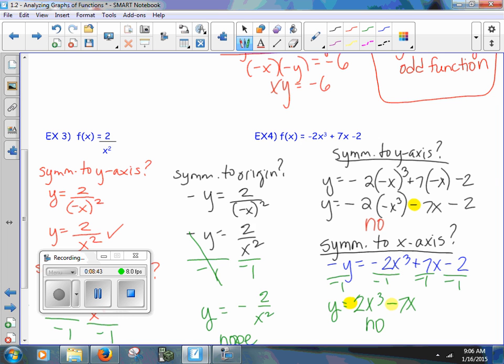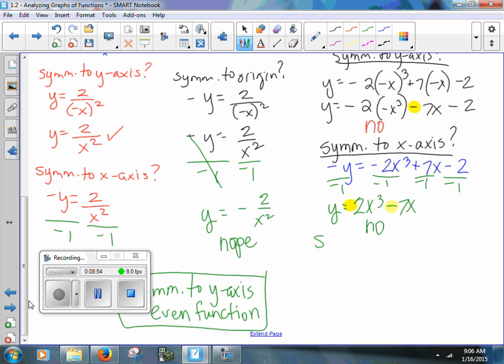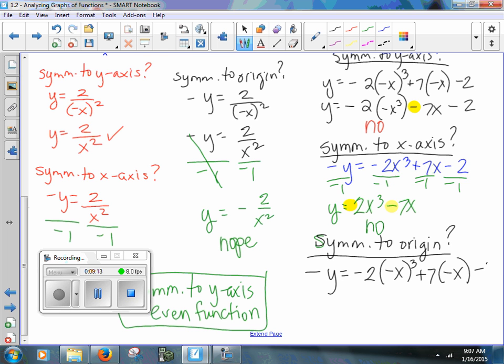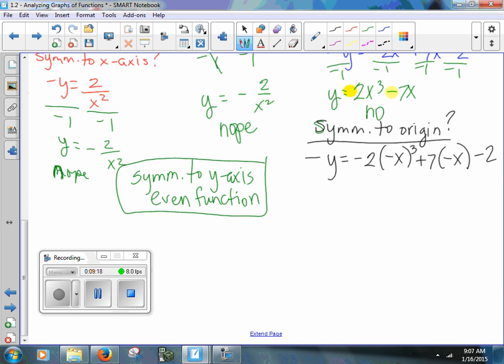Folks, if it's not symmetric to the x-axis and it's not symmetric to the y-axis, do I need to check the origin? Let's just check it for kicks and giggles. So here we go. We're plugging in, everything's negative, right? So we've got negative y is equal to negative 2 times negative x cubed plus 7 times negative x minus 2. Everybody cool? You know what I'm doing? Okay, good.